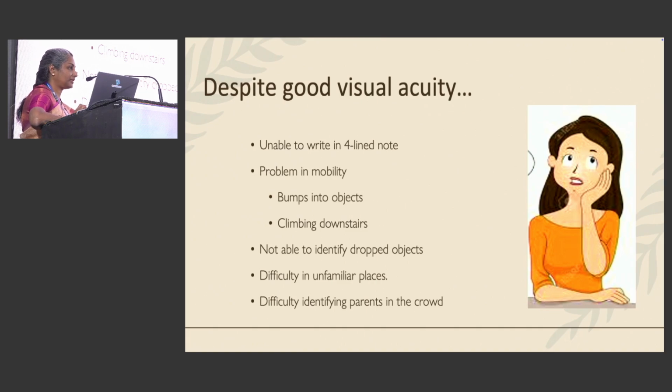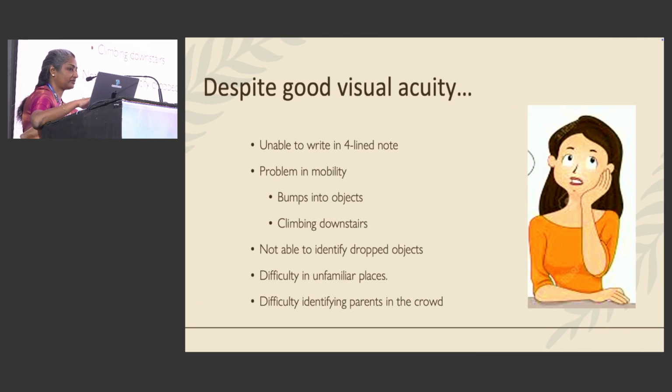Then problem in mobility. The child is bumping into others. Child has difficulty in climbing downstairs. They are not able to identify dropped objects. Difficulty in unfamiliar places. Difficulty in identifying parents. So what are all the problems? Why, in spite of having a 6/6 vision, why is the child facing so many issues in the school? So this problem may happen in many preterms where we are not testing for the higher visual functions and also many of the features of CVI.